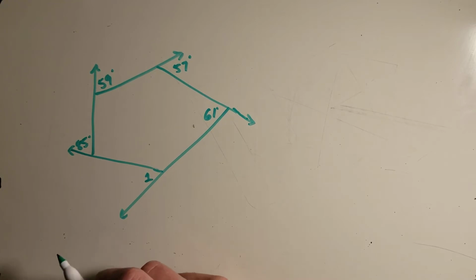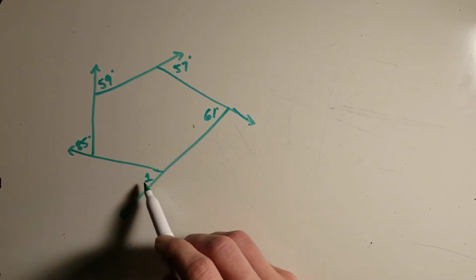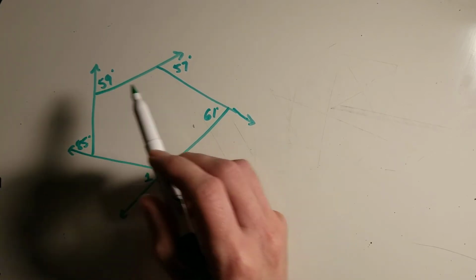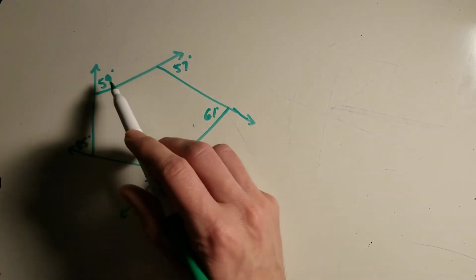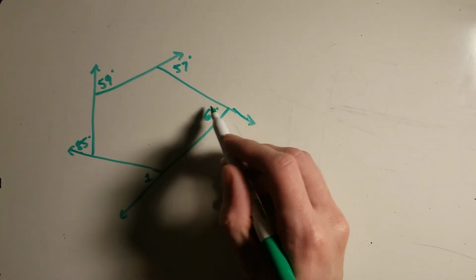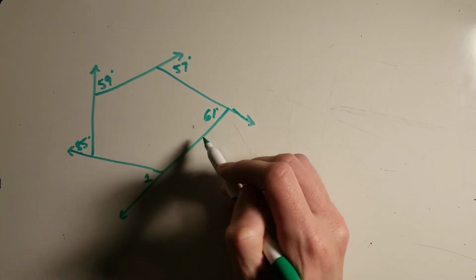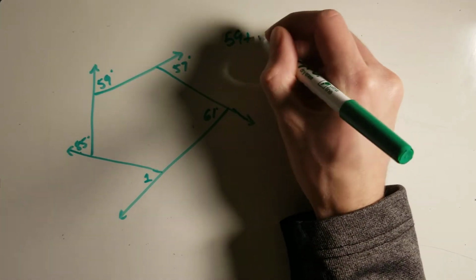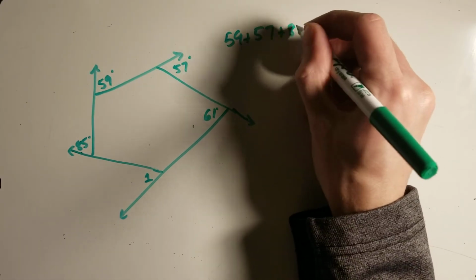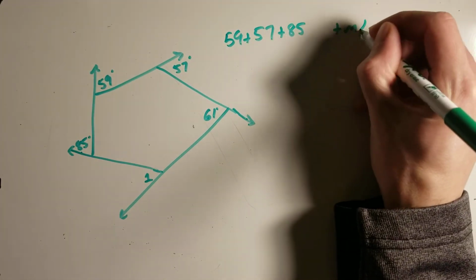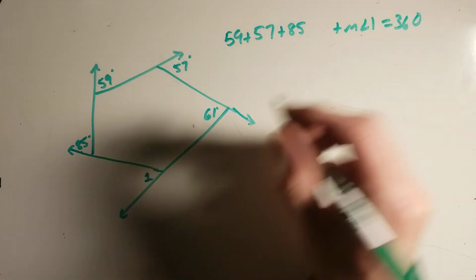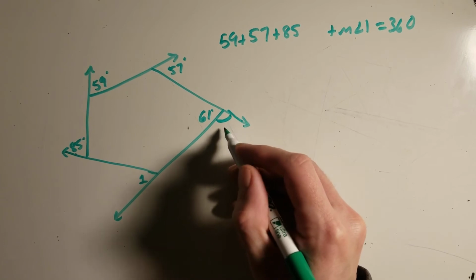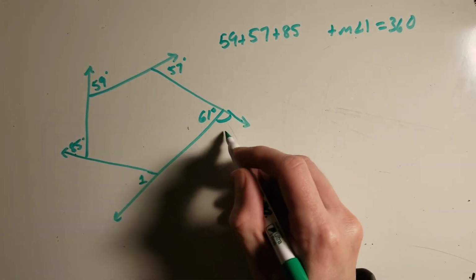If we look at this, we are given angle 1. We don't know its measure, but we're interested in it. We're given 85 degrees, 59, 57. Those are all exterior angles. And we're given an interior angle here. So right now, if we want to find angle 1, we could say 59 plus 57 plus 85 plus the measure of angle 1 equals 360, but we also have to account for this angle here, because that's one of the exterior angles. So we need to figure out what this angle equals.